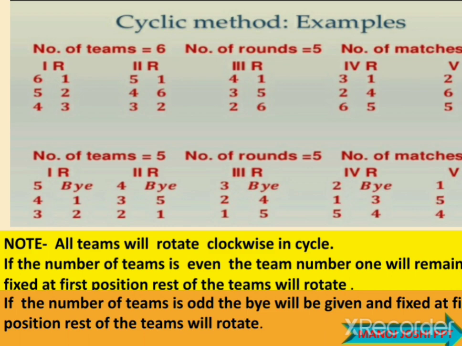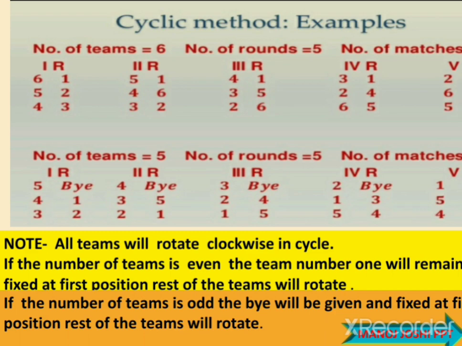2 matches will be in the second round: 3 versus 5, 2 versus 1. In the same way, third round: 2 versus 4, 1 versus 5. Fourth round: 1 versus 3, 3 versus 5. And fifth round matches are 5 versus 2, 4 versus 3. So this way, in each round there are 2 matches. There are 5 rounds, so the total number of matches is 10. This way we have cross-checked also.